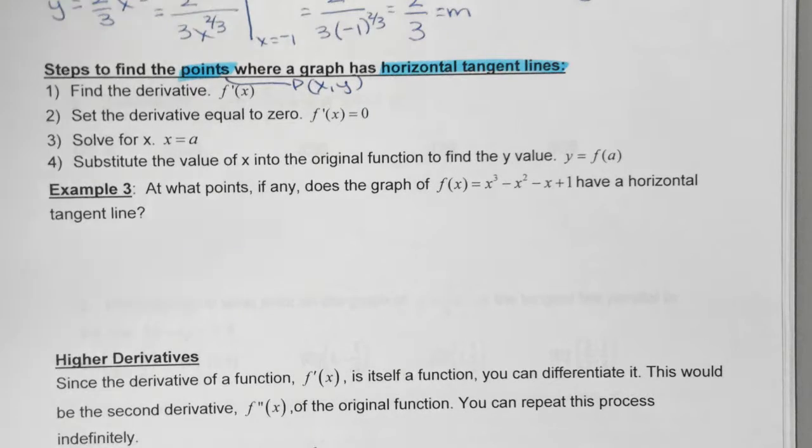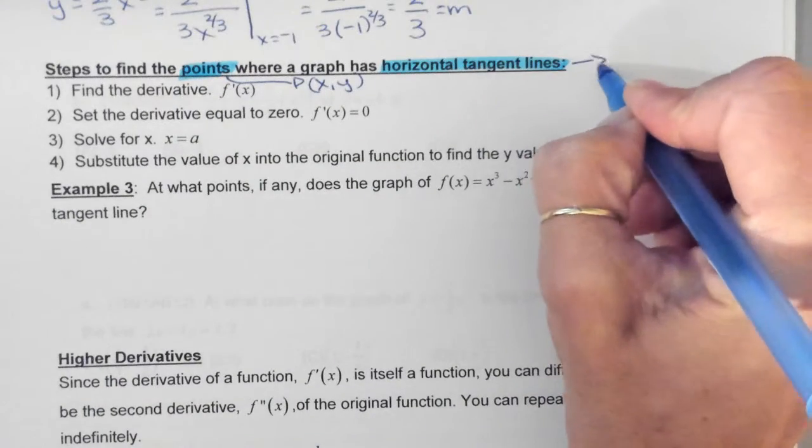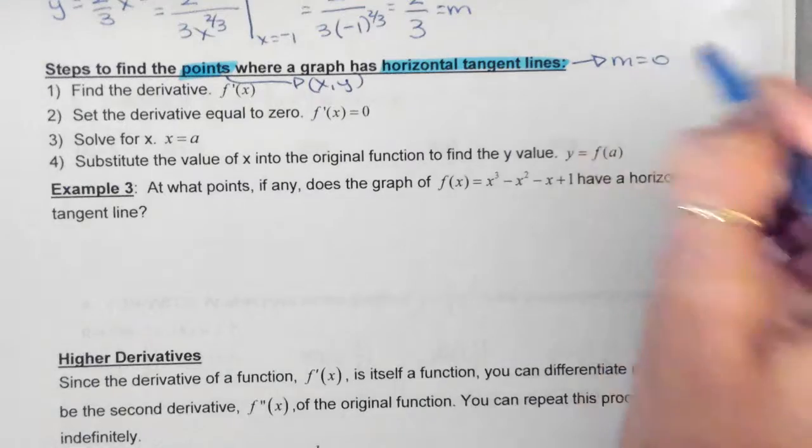So in this case here, it says we want to find the points. So we want the coordinate or coordinates where a graph has a horizontal tangent line. Horizontal tangent line. We've been finding, say what? Yes, this is where our slope is 0. So it's saying, tell me the points where this curve has a slope or slopes of 0. Could be multiple places, right? So here, this means m is equal to 0.